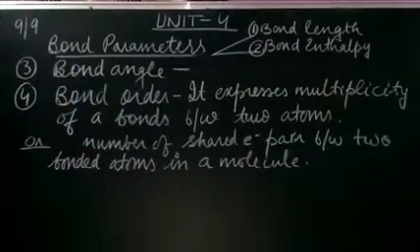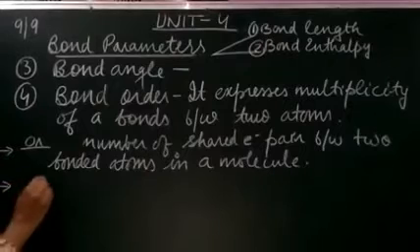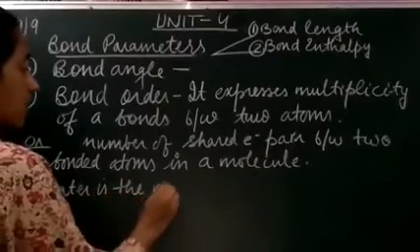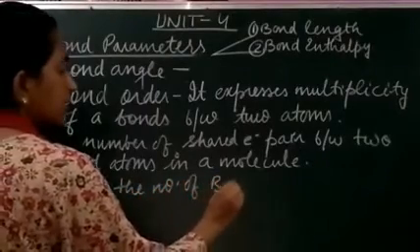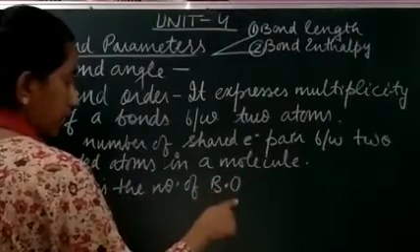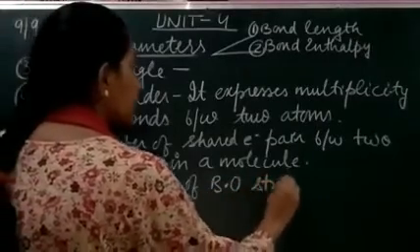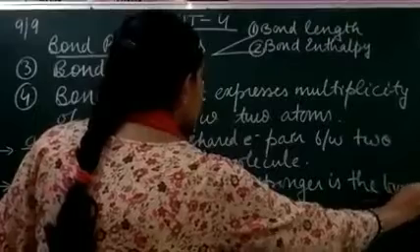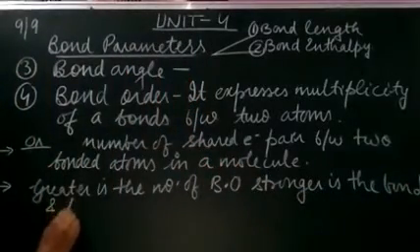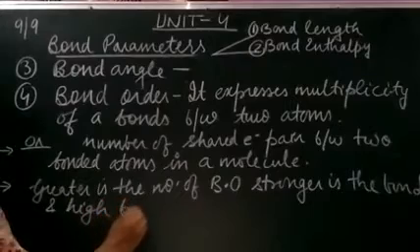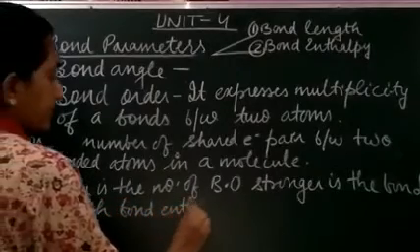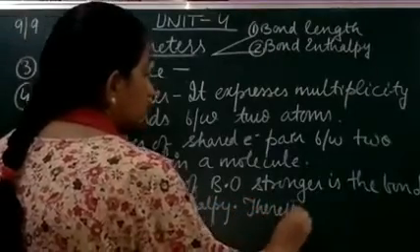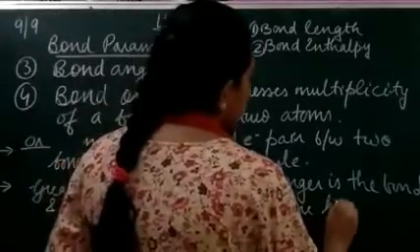Greater is the bond order, greater is the number of bonds. I am expressing bond order as B.O., that is bond order. Stronger is the bond and higher is the bond enthalpy. Therefore, high stability.